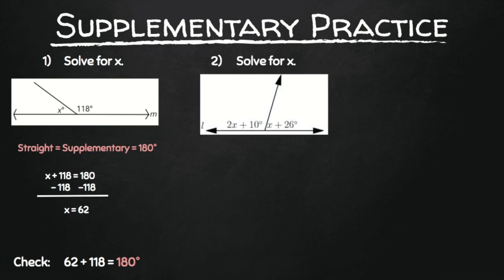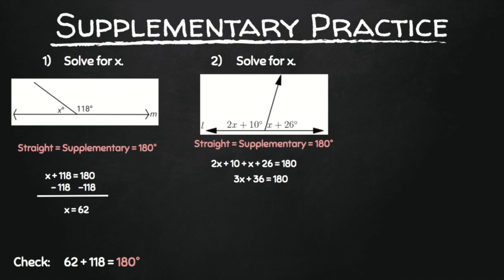In example 2, again, there's a little bit more complex terms here, but the process is still the same. I see the straight line, which means that they are supplementary and add up to 180 degrees. So 2x plus 10, which is my angle on the left, plus x plus 26, which is my angle on the right, must add up to 180 degrees. My next step is to combine like terms, so I'm going to combine 2x and x, and 10 and 26, which gives me 3x plus 36 equals 180 degrees.